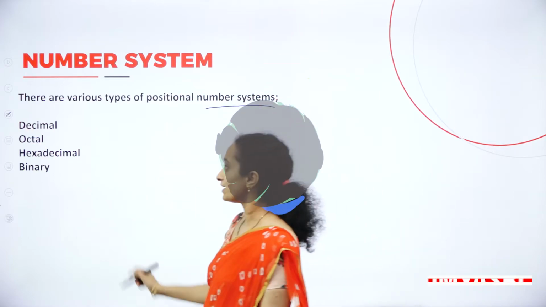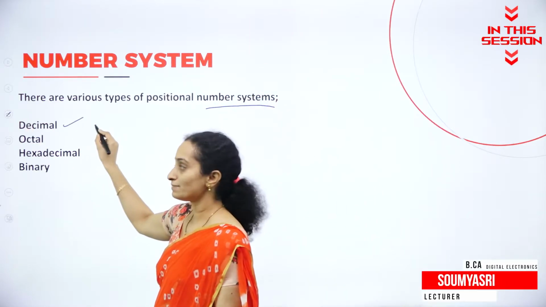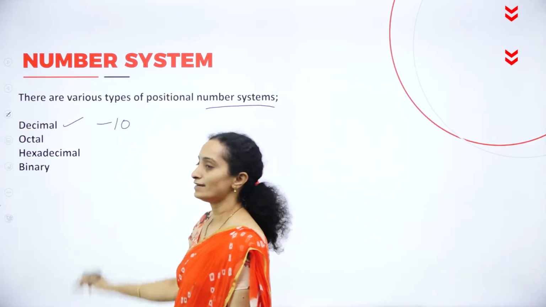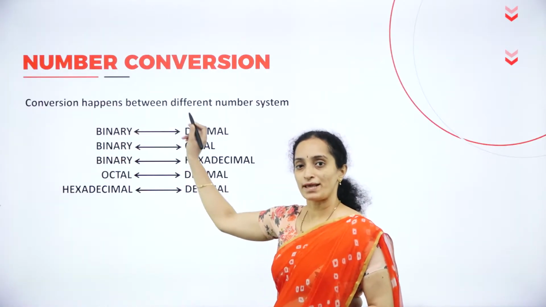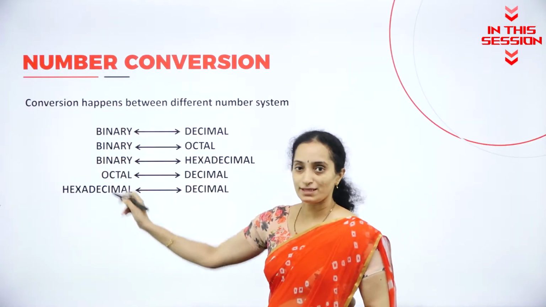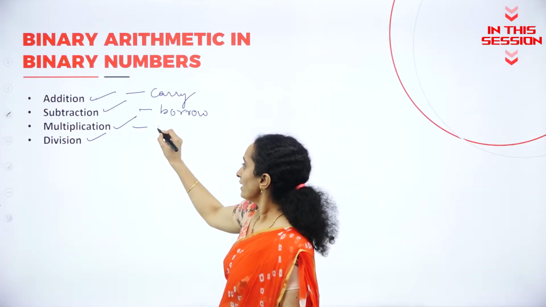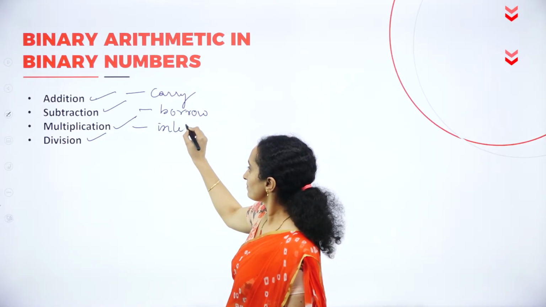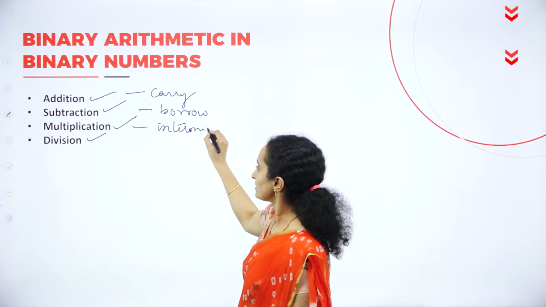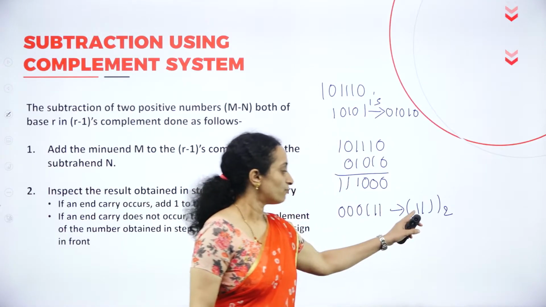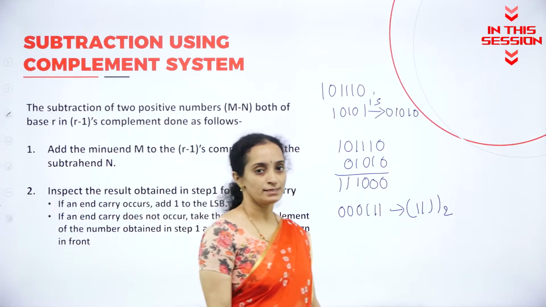Okay, what are the different number systems? Decimal with base 10. You can convert from binary to decimal and from decimal to binary. In multiplication, there will be intermediate products, like in our decimal system. The answer will be 111 to the base 2.